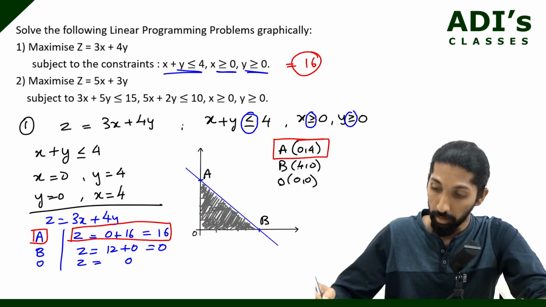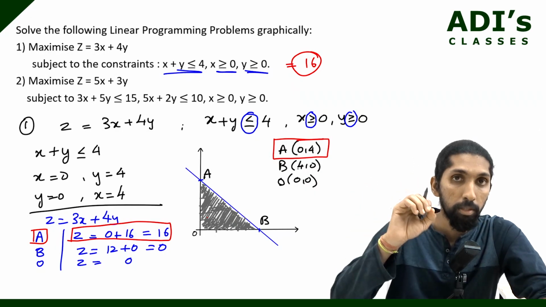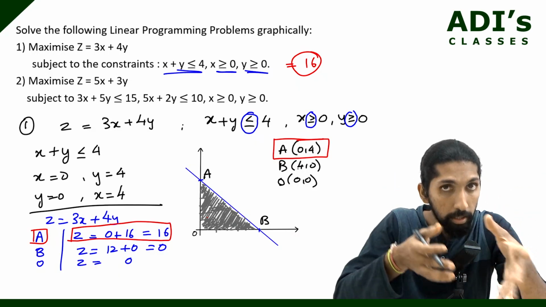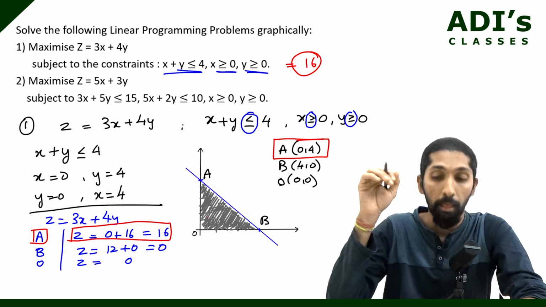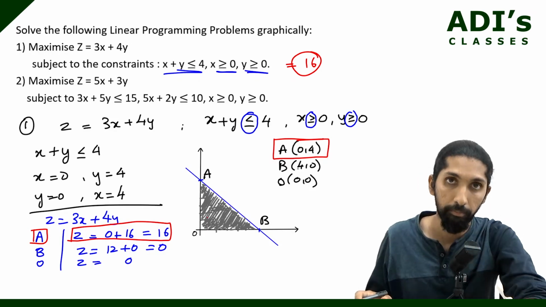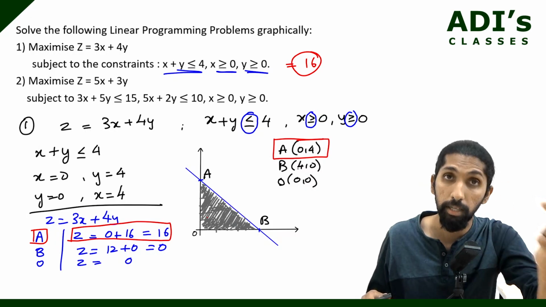Clear? Maximum value and optimal solution. You get the maximum value by using the optimal solution. Clear with this? So this is how you solve the problems in LPP. So this is the answer for the first one. Now let's move to the second one.